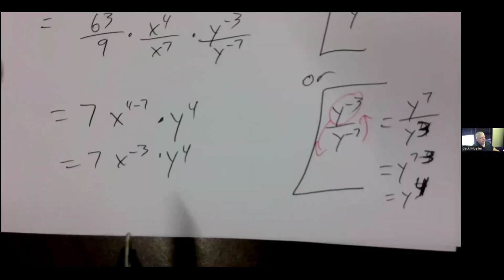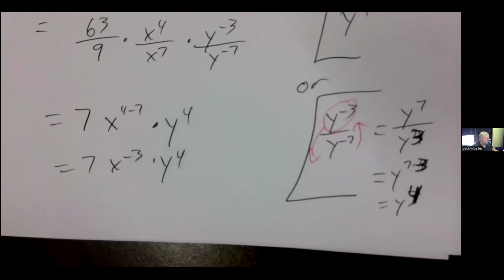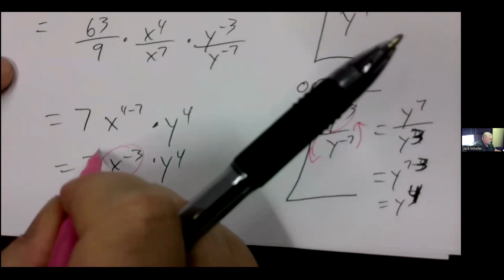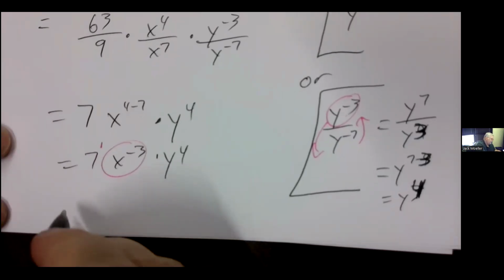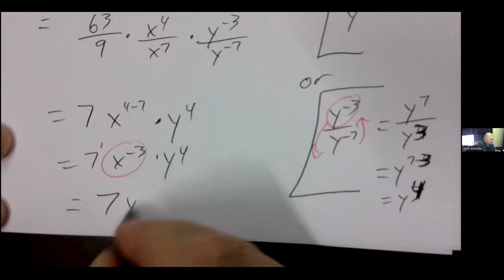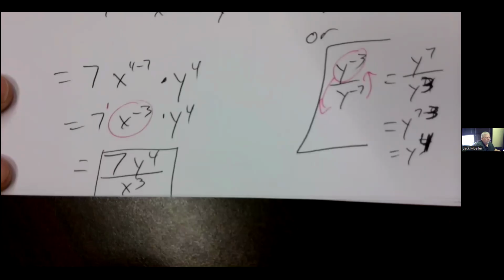And now if you notice, that takes care of the y's. We're not quite done because of x to the negative 3. And here's where, again, we have to be careful. What do we flip? Only the term that has a negative exponent. So that 7 is a positive 1. So what's our final answer? 7 y to the fourth on top, x to the positive 3 on bottom.